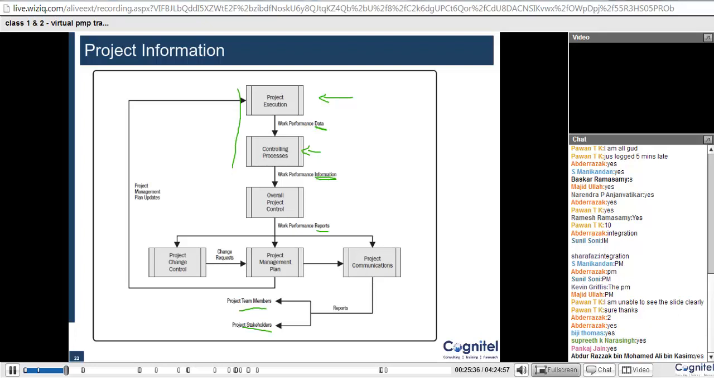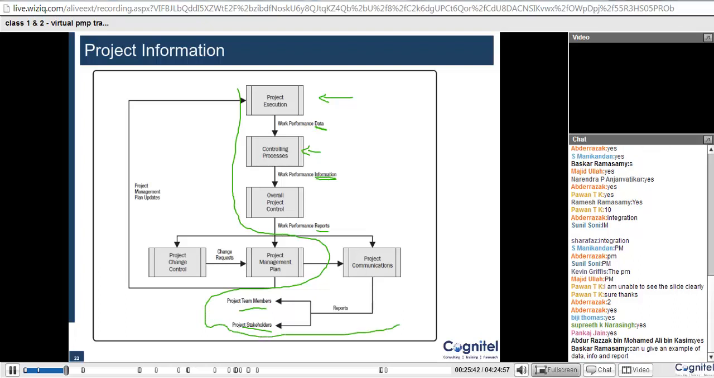So if you look at this chain at this point of time, I hope you would understand this one, the one that I have circled. Execution gives data, controlling gives information, then that information is converted into reports. Those reports are taken up by the project communications, and these are communicated to the team members and stakeholders. Is this clear so far?